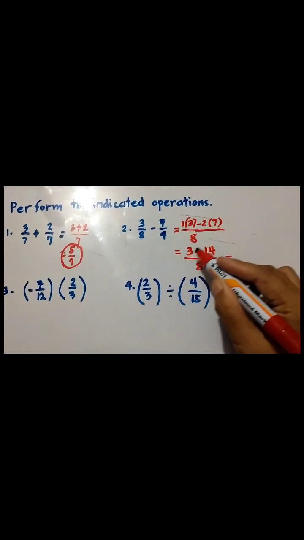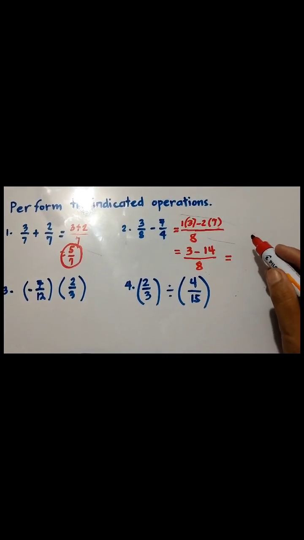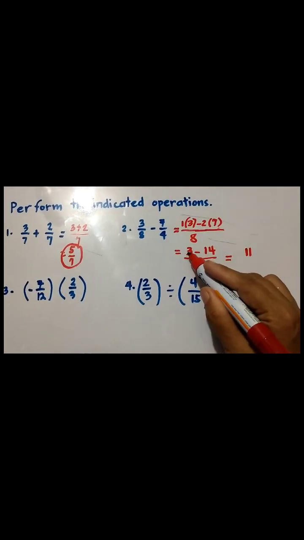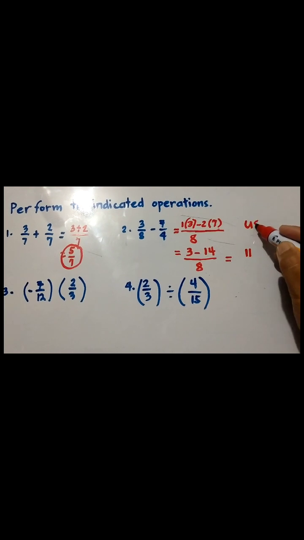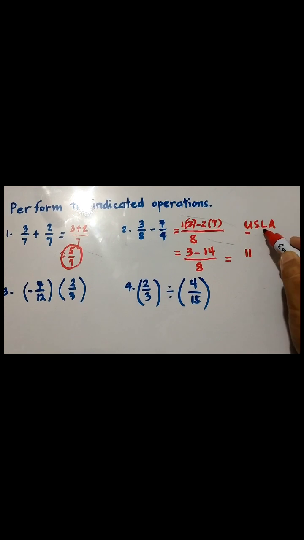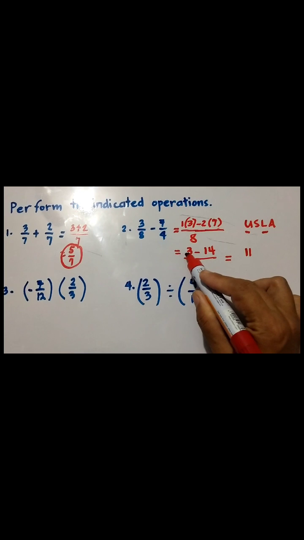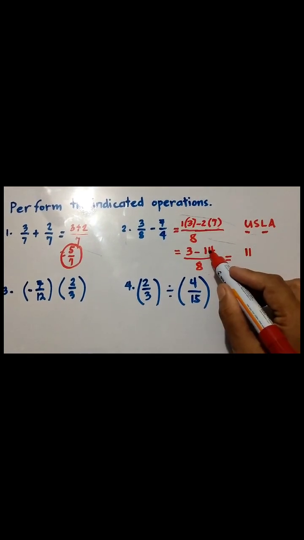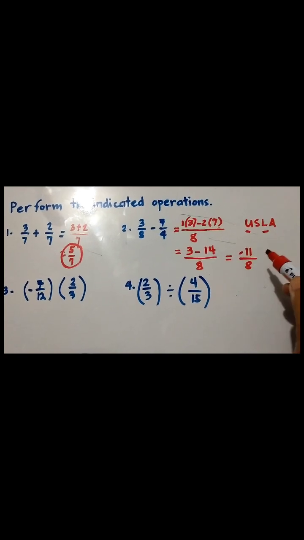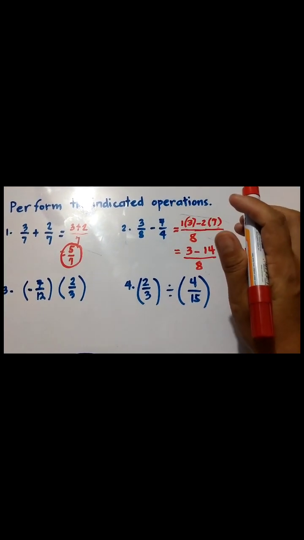Subtract 3 minus 14. It's unlike signs, so we will subtract 3 from 14, that is 11. Unlike signs, subtract. Like signs, add. So it's unlike signs, so we will subtract 14 minus 3, 11. Then we will copy the sign of the bigger number, which is 14, and that is negative, over 8. So the answer is negative 11 eighths.